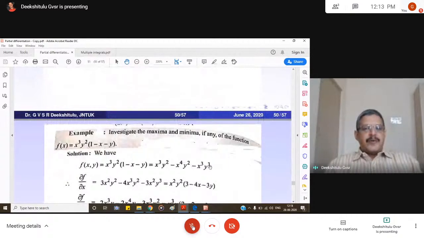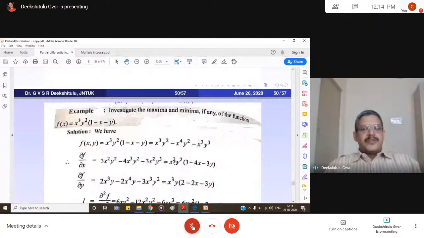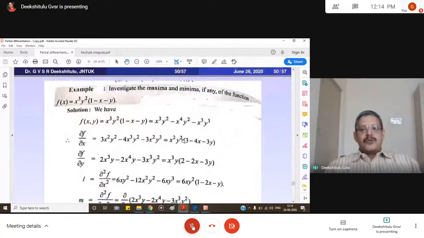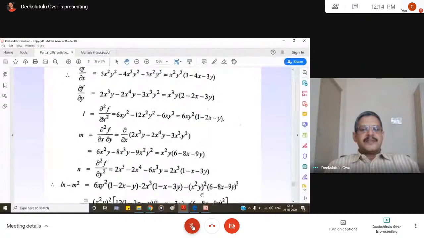Investigate the maxima and minima, if any, of the function f of x, y is equal to x cube y square into 1 minus x minus y. So dou f by dou x is x square y square into 3 minus 4x minus 3y. Dou f by dou y is x cube y into 2 minus 2x minus 3y, and so on. Dou square f by dou x square gives l, m is dou square f by dou x dou y, then find n, and so on. We get all these things by simply differentiating the function.